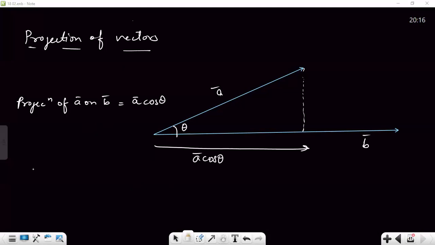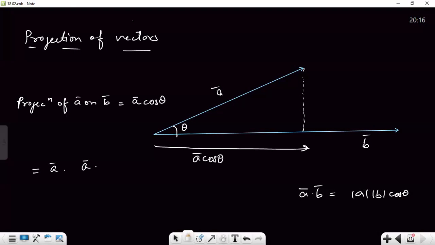So A into cosine of theta. How can we find out cosine of theta? We can find out by, we knew A dot B was, right. Wait a second. Are we making any mistake? Yes or no? No, I guess no.